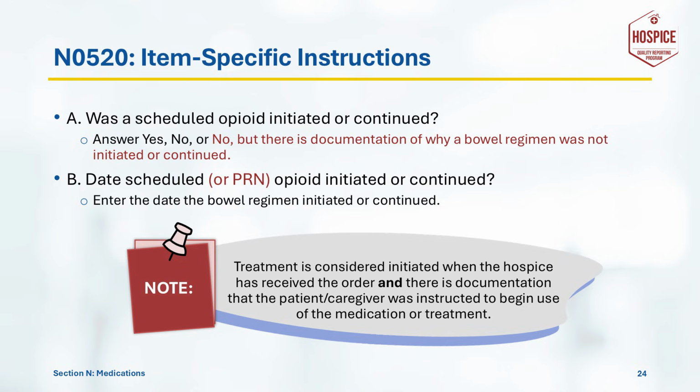If there was a bowel regimen initiated or continued, you'd code 2, yes, and enter the date that the bowel regimen was initiated or continued. Again, note that treatment is considered initiated when the hospice has received the order and there is documentation that the patient and/or caregiver was instructed to begin use of the medication or treatment.